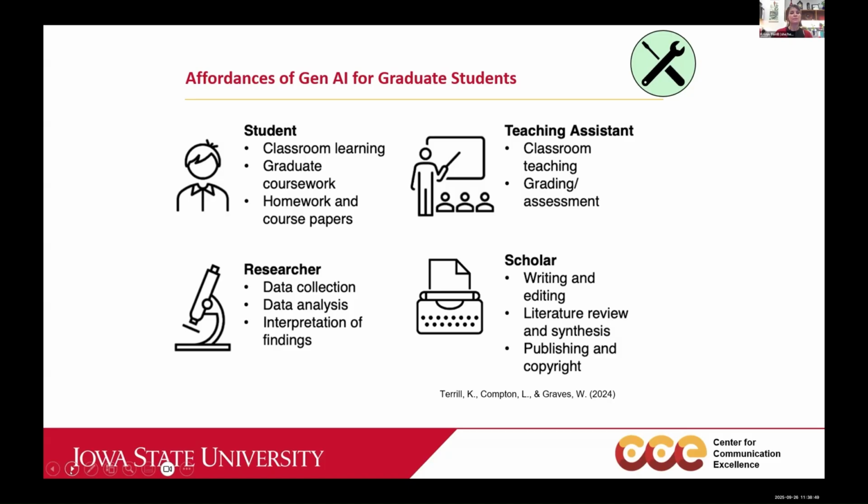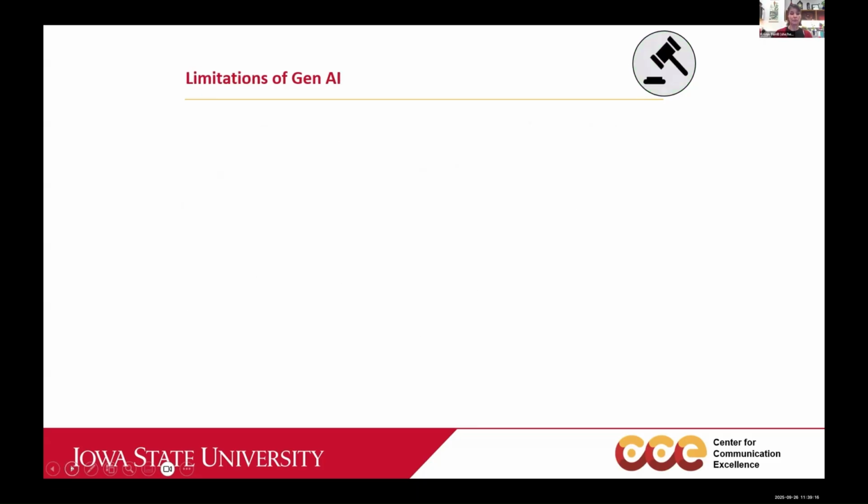This, to me, gives a very strong rationale for teaching AI literacy at the graduate level. Because if you only teach it to somebody in their role as a student and only worry about things like classroom learning, graduate coursework, and homework and course papers, you're missing out on the other roles that graduate students inhabit, where it's really important to understand generative AI.